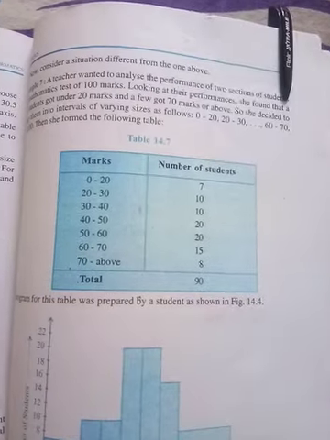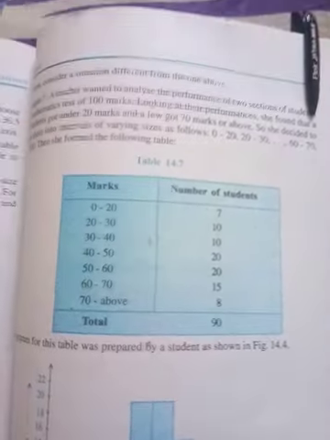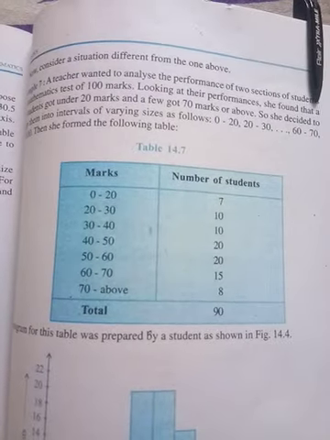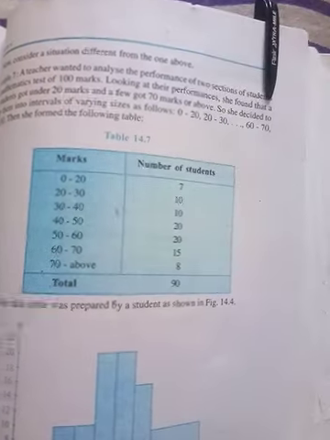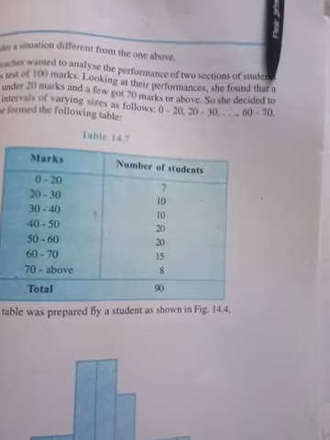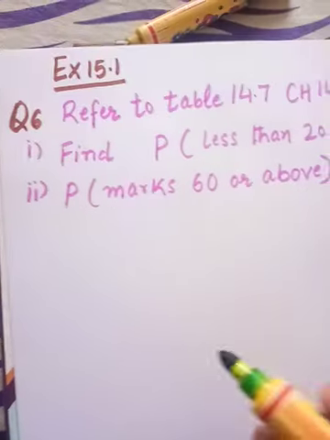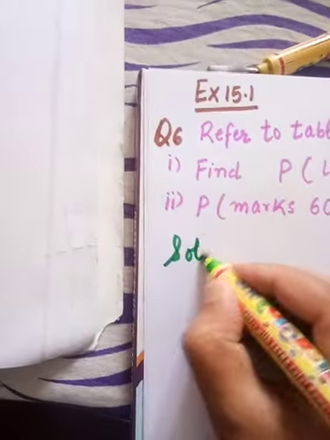What you are given here are the marks and the number of students. The marks start from 0 to 20, then 20 to 30, 30 to 40, and so on. 70 and above means up to 100 also. And the number of students is given in the other column. Now our question is to find the probability of less than 20%. So let's go for the solution here.